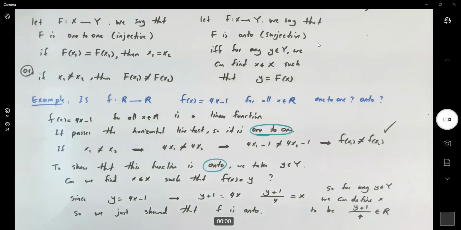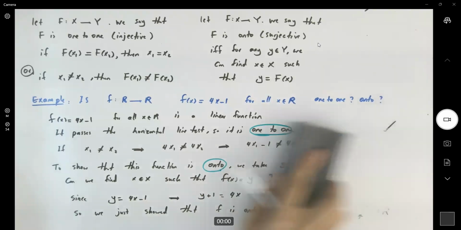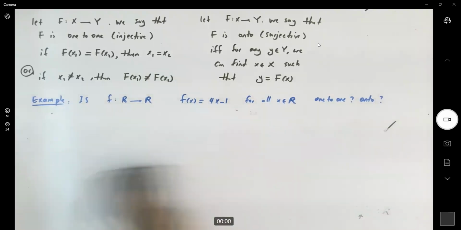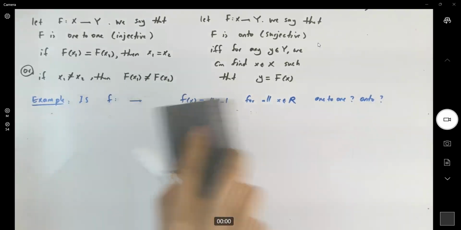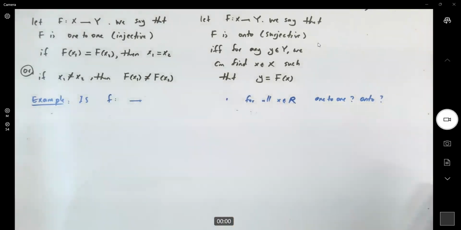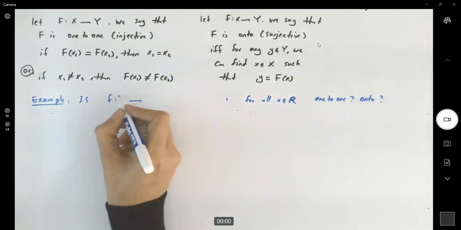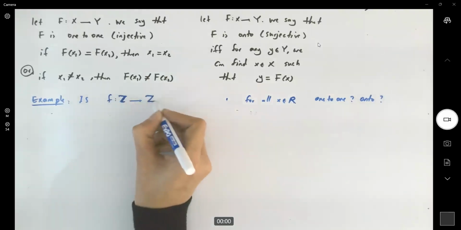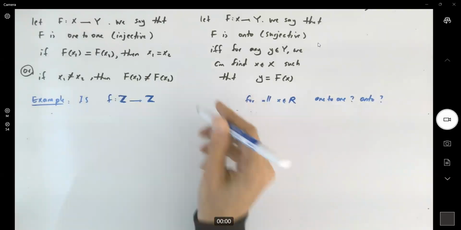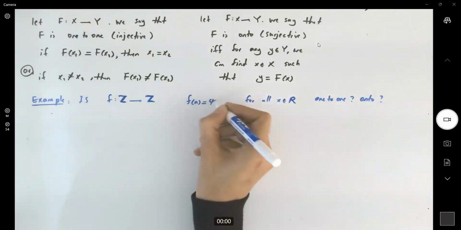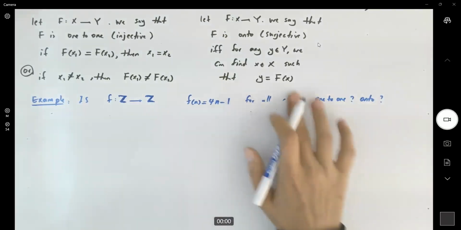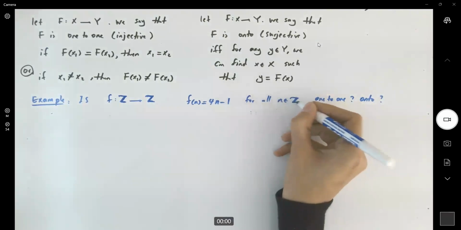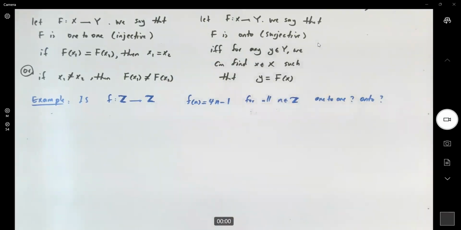Now let us go over another example. I'm going to change the domain and the codomain of the function. Take a look at this. I'm going to make some adjustments here. Now I'm going to define f to be a function that maps Z to Z, integers to integers, and f of n is 4n minus 1 for all n in Z, integers. Is it onto? Is it one-to-one? What's the deal with this guy?